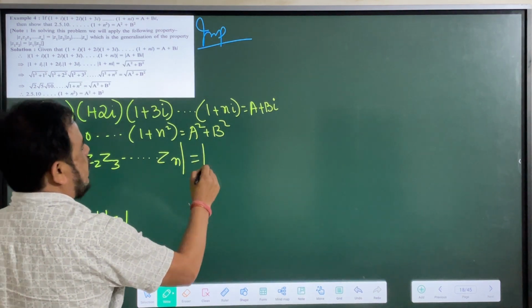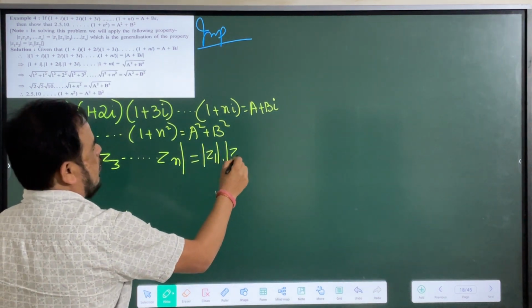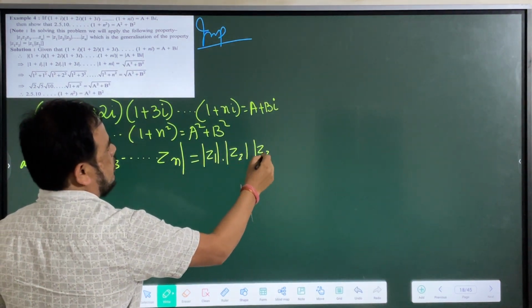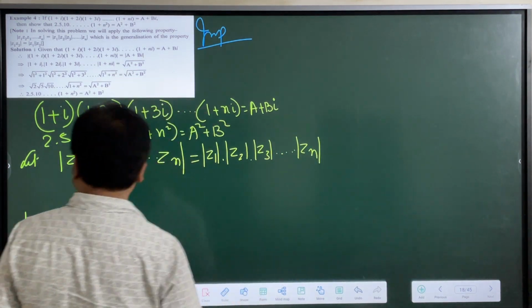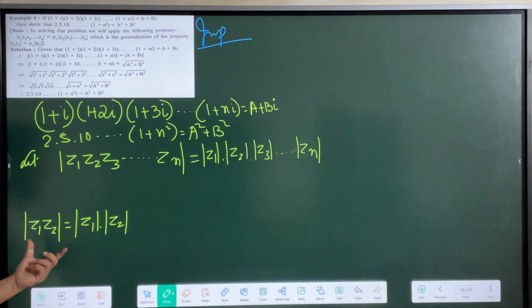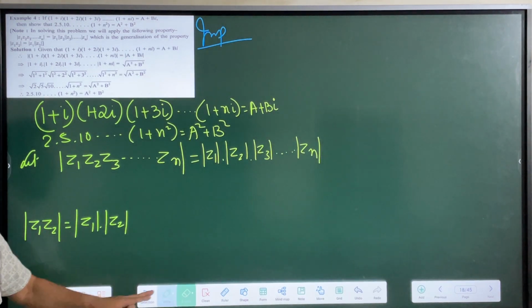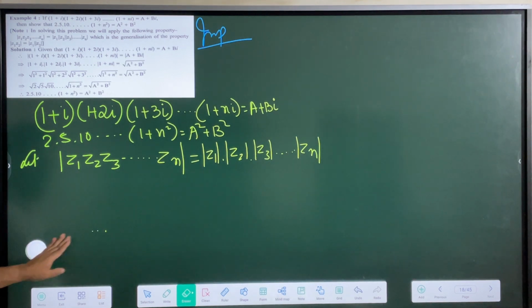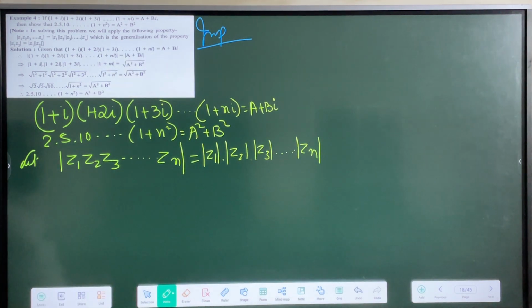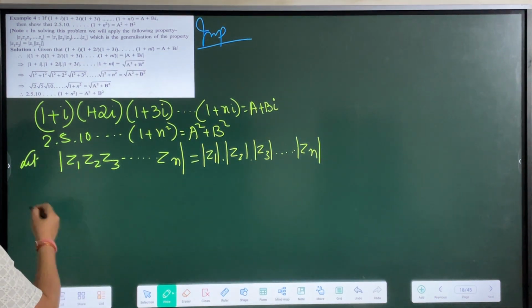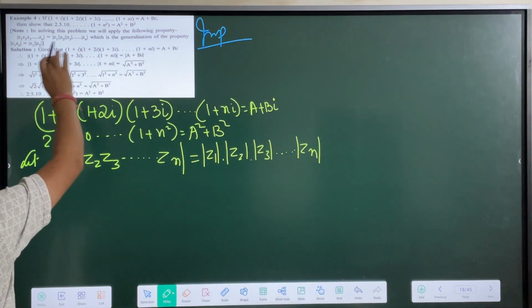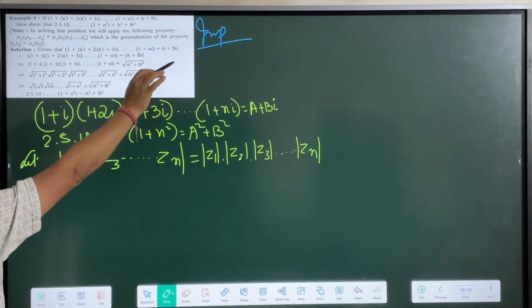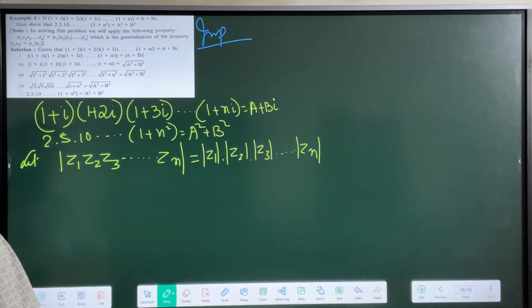So we can write modulus of Z1, modulus of Z2, modulus of Z3, up to modulus of Zn, according to this property. Please remember the picture. There is a formula. Note that in solving this problem, this property is used.